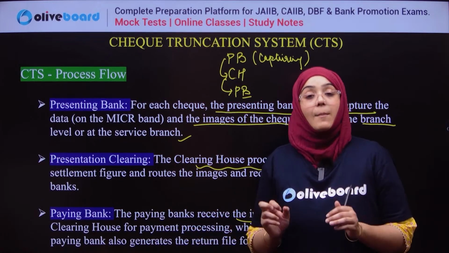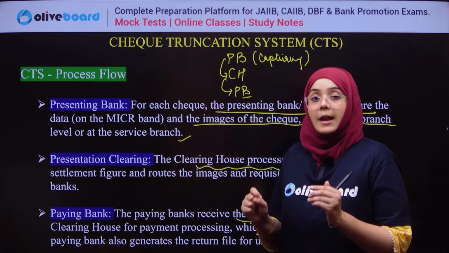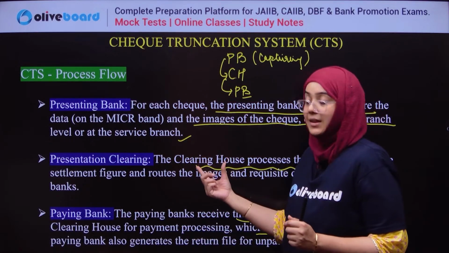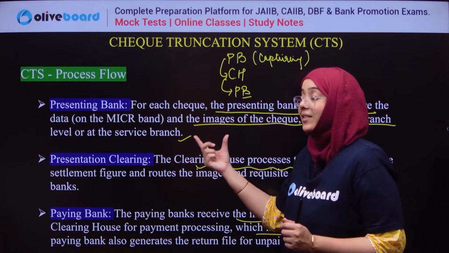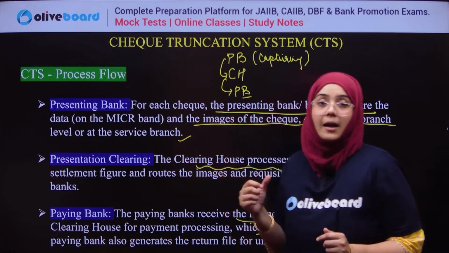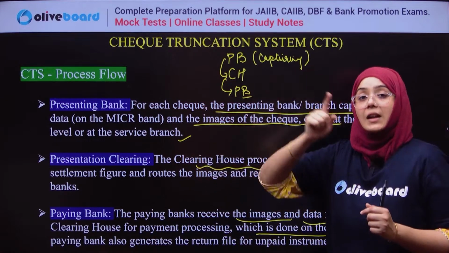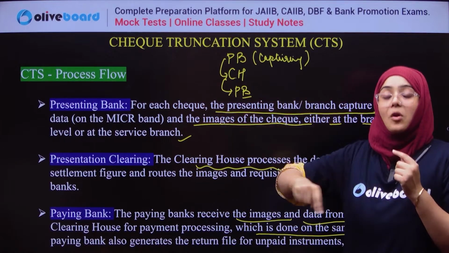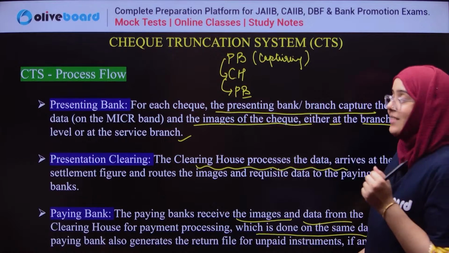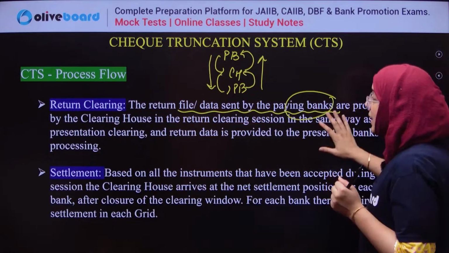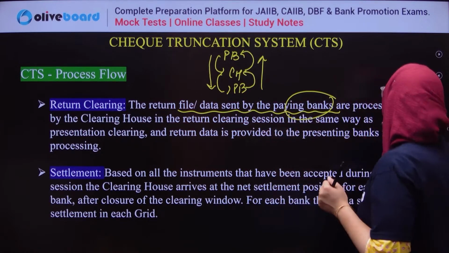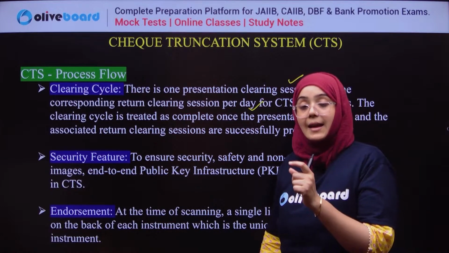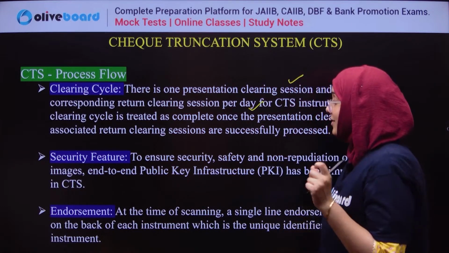Now, if the paying bank is not satisfied, there is a return cycle. From the paying bank, it is sent again to the clearing house, and again to the presenting bank. There is only one presenting cycle and one return cycle, and the complete process is the check clearing system. There is a return cycle and there is a settlement. Next, we are talking about the clearing cycle. So one clearing and one return cycle in the same process.